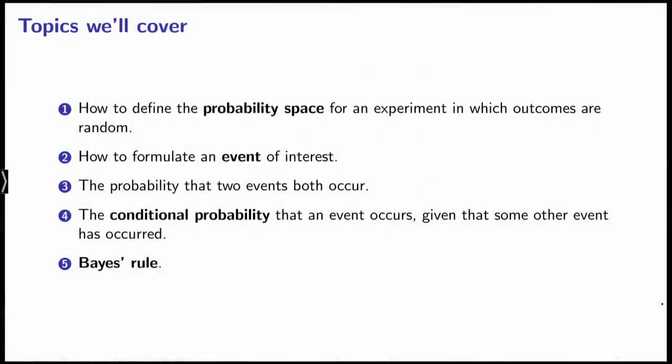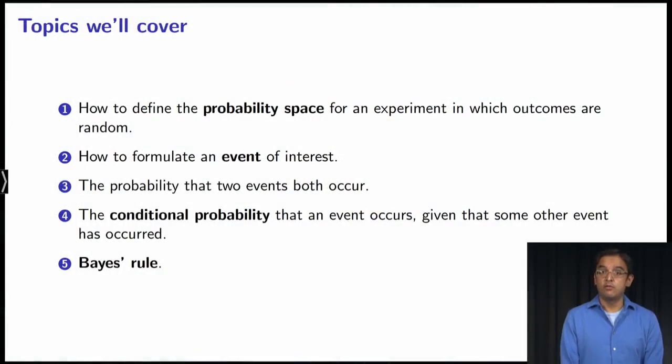So what we'll do today is to define the notion of the probability space for an experiment. We'll see how to formulate an event that interests us, and we'll see how one event influences the probability of another event. All of this will lead ultimately to Bayes' rule, which is the central formula for probabilistic reasoning in machine learning and statistics.